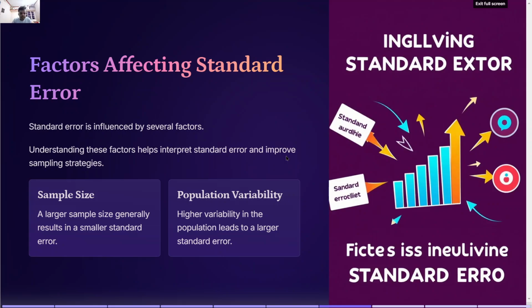Now let us see the factors affecting standard error. Standard error is influenced by several factors indicating the variability of sample statistics. It is influenced by two main factors, which are sample size and population variability. A large sample size reduces standard error as estimates become more accurate. Higher population variability increases standard error, reflecting greater spread in sample means or proportions.